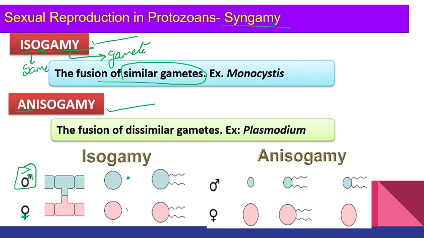If you see this structure, you can see they are exactly similar, the size is similar, everything is similar. Both are flagellates, both are similar, the size is the same and both are flagellated, right? So when you are fusing similar structures, that means similar gametes are fused together, we call it isogamy. For example, Monocystis.